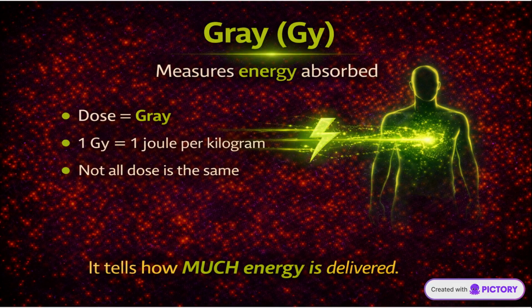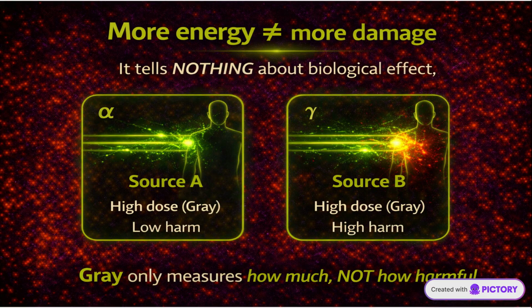Now we move to the second layer, Gray. Gray measures absorbed dose. That means, how much energy is deposited in a material or in the human body. 1 Gray equals 1 joule of energy per kilogram. Now this is much more meaningful than just counting. Because now we know how much energy actually interacts with matter. But even this is not the full story.